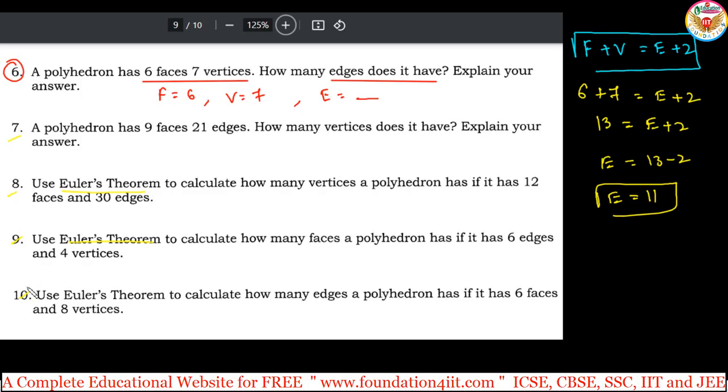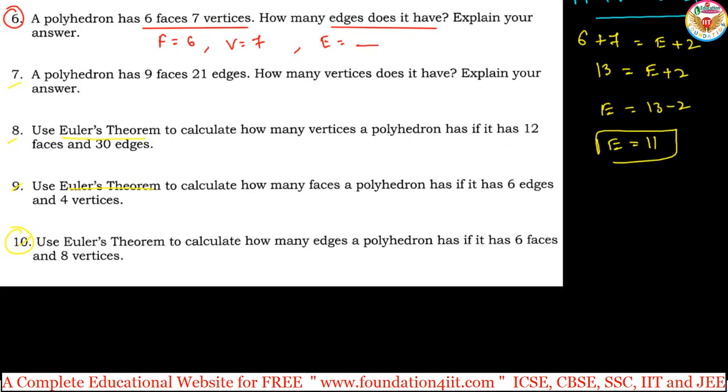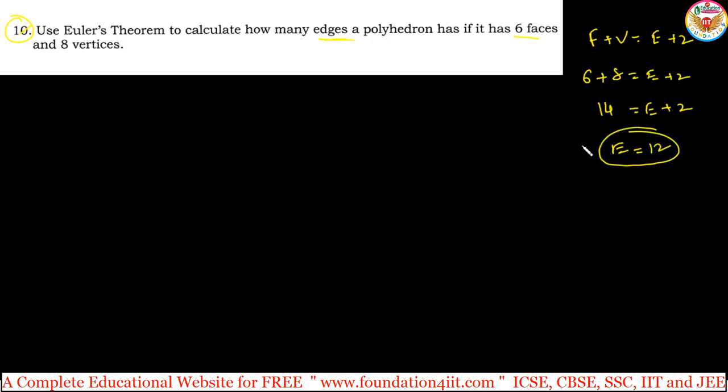For example, the 10th question. They are asking Euler's theorem only. Euler's theorem is F plus V is equal to E plus 2. Using this theorem, calculate how many edges a shape having 6 faces has. So 6 plus vertices, which is 8, is equal to E plus 2. This is 14 is equal to E plus 2. Then E is equal to 12, right? Edges is 12. So we can apply Euler's theorem, especially in this worksheet.